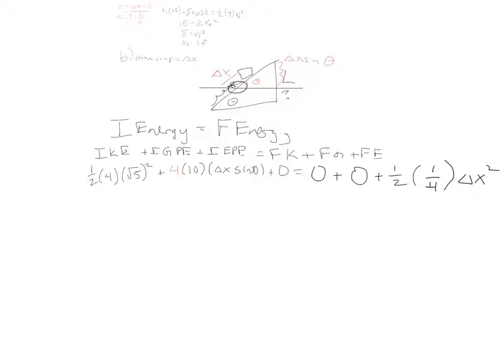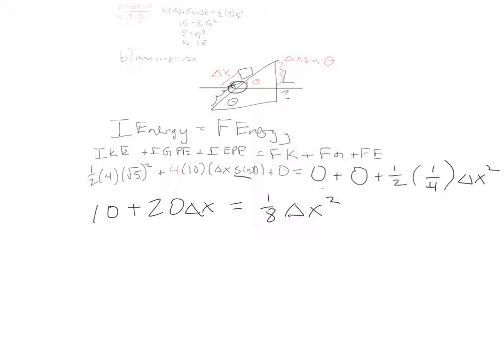Okay, a half times 4 is 2, square root of 5 squared is 5, 2 times 5 is 10. Okay, 4 times 10, and don't forget sine 30 is a half, that's going to be 20 delta x plus 0, 0, equals 0, 0. A half times a fourth is an eighth. I think that's my phone going off. It's totally okay. Delta x squared.